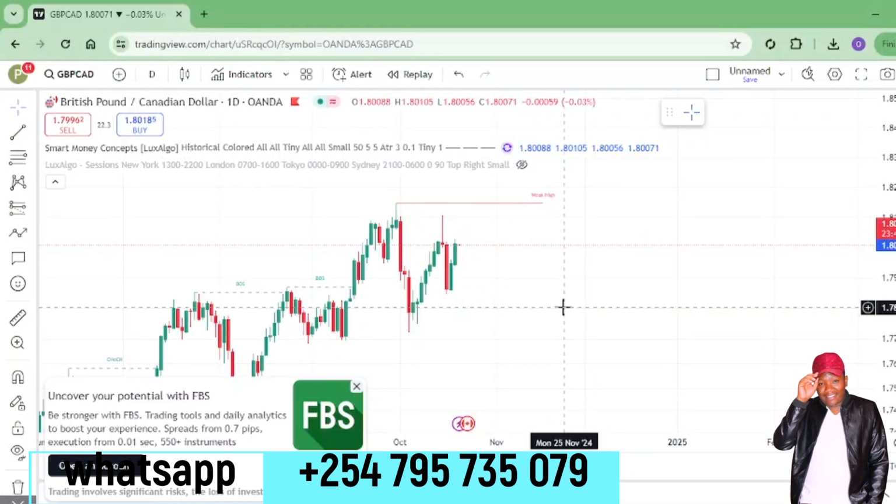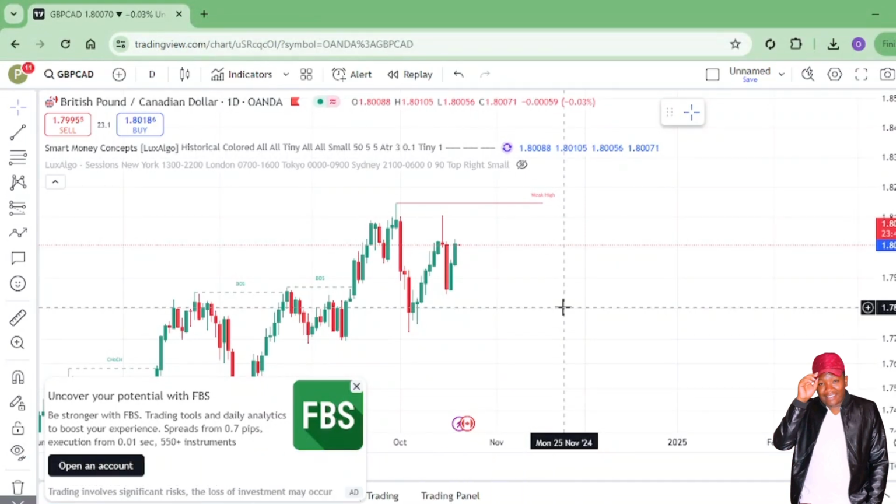In today's video, I'm going to show you how you can get sniper entries using demand and supply. A lot of beginners have been asking me how to get entries and exits, the best sniper exits and the best sniper entries using supply and demand.